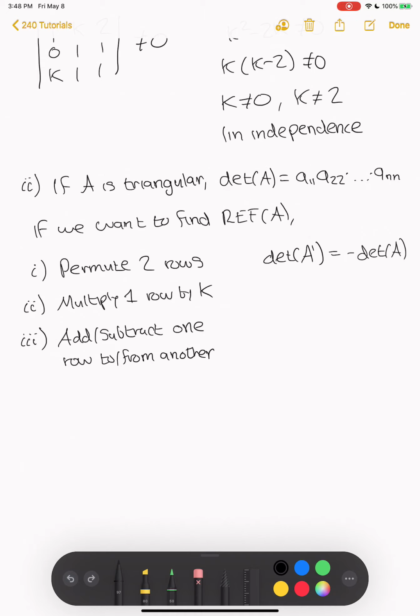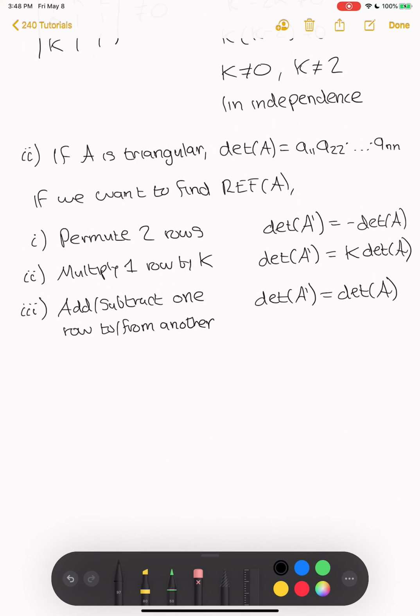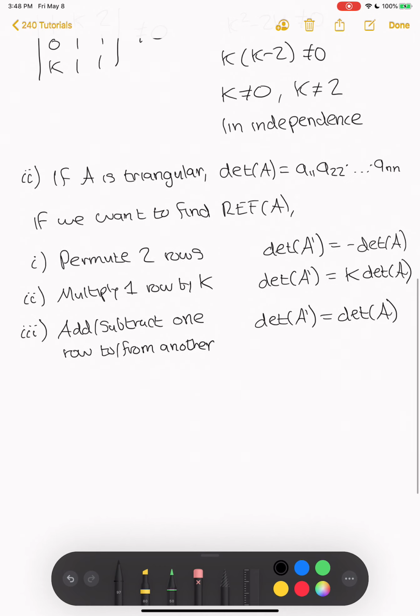If you multiply one of the rows by a scalar k, then the determinant of your resulting matrix is just that scalar times the determinant of the original matrix. And then the cool thing, it's pretty handy actually, is that if you add or subtract rows to another, A prime is again your resulting matrix, but nothing changes. You're just left with the determinant of A. So really, you're free to add or subtract rows to and from another without changing your determinant at all. It'll just take a lot of work if you want to try to do it that way.